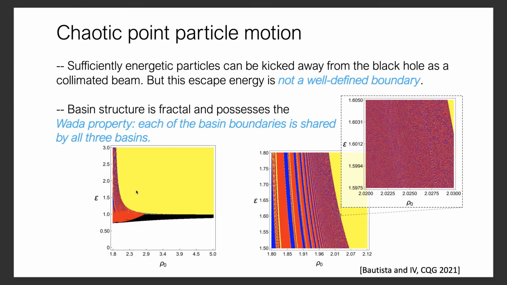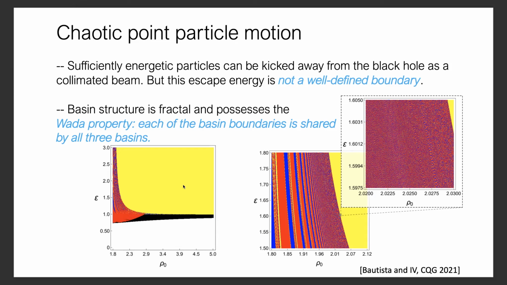Depending on what this kick is, it can either escape to infinity, remain bound to the black hole, or eventually be swallowed, going through the event horizon of the black hole. Depending on those outcomes, we can track what that final state is and produce these so-called basins. The yellow basin here corresponds to situations where we've given it a sufficient kick at a certain distance, and it ends up basically escaping to infinity.